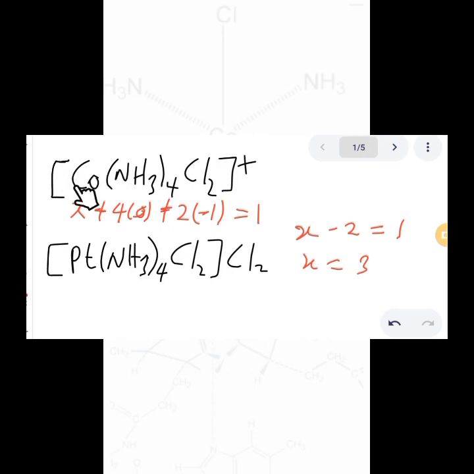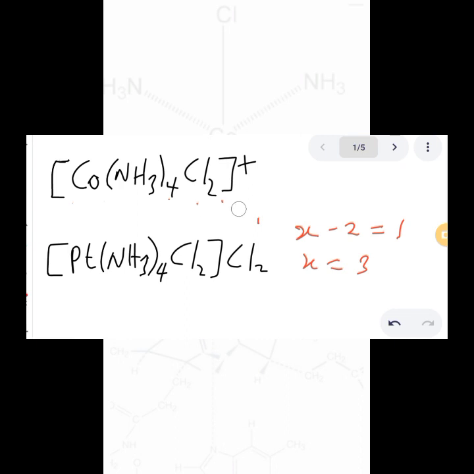calculate the oxidation number of cobalt, which is X. Then we have 4 neutral ligands here, and each of these neutral ligands has oxidation number of 0, so that will be 4 times 0. Then we have 2 chloro ligands here, so each one is -1, and we have 2. Then equal to what? 1. This positive charge that you have here equals 1. So by the time you solve, you have what? X equal to what? 3. So in this compound, cobalt is 3.